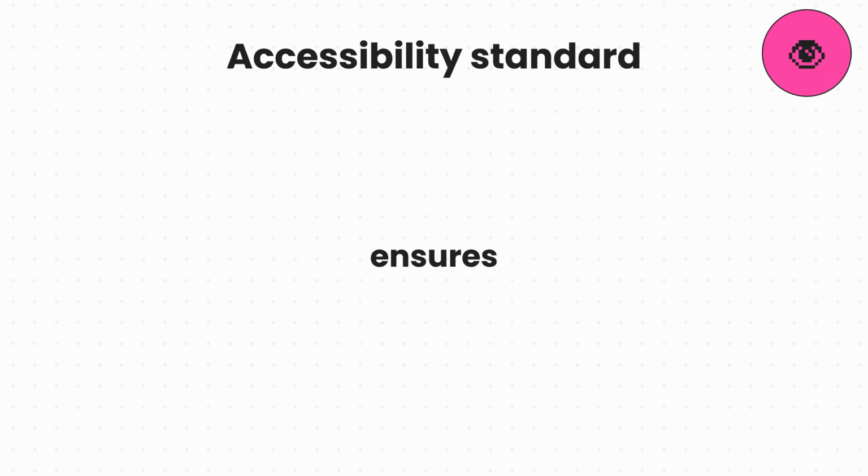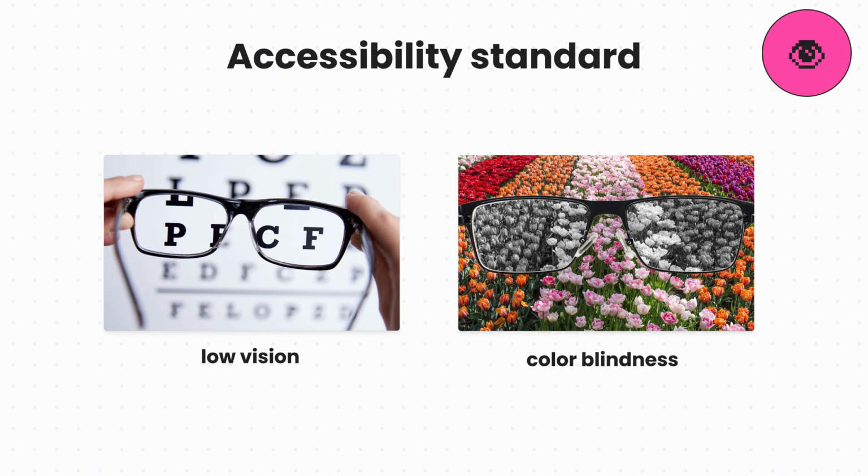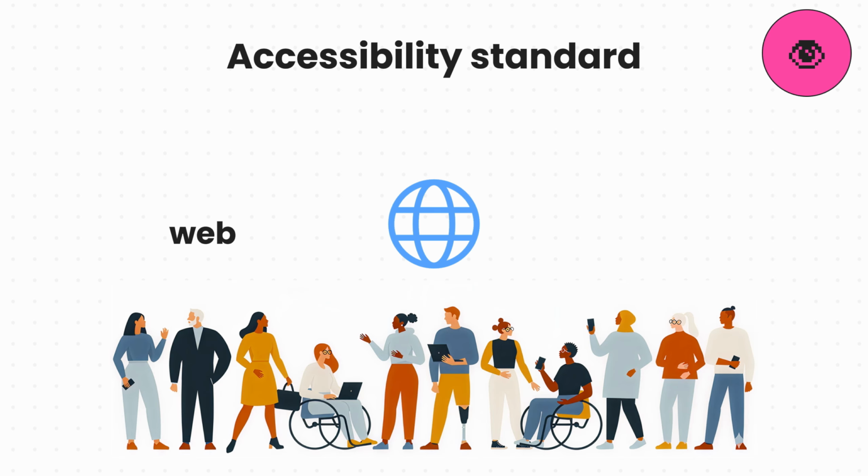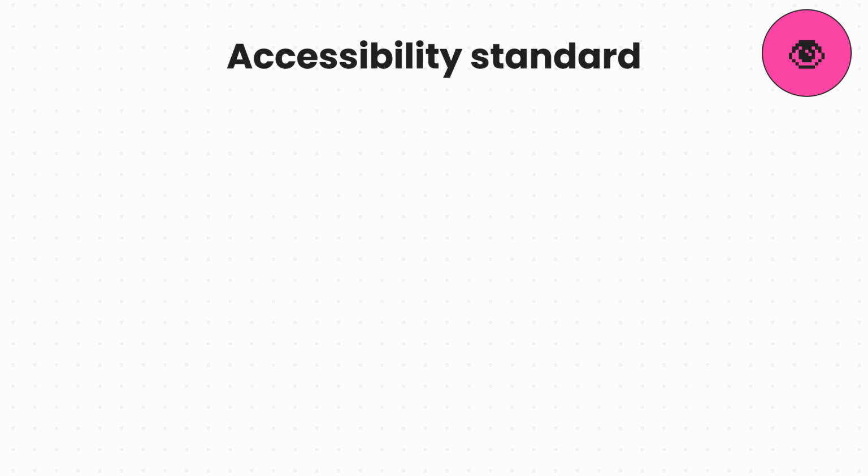This simple rule ensures people with low vision or color blindness can still read comfortably. Accessibility isn't just compliance, it's inclusion. It ensures the web works for people with disabilities, while also improving usability for everyone. This trend reframed design from looking good to working for all.